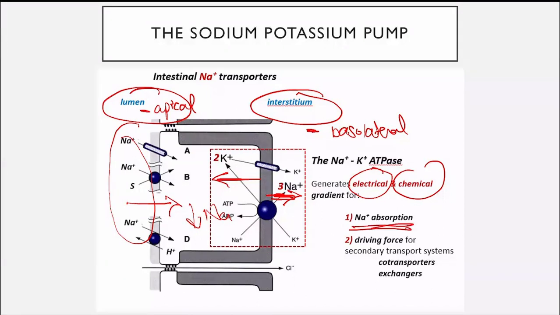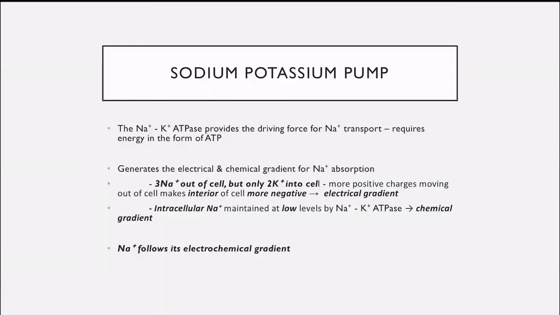And then another driving force for secondary transport systems, like co-transporters or exchangers. So you're going to have co-transport of glucose, amino acids, galactose, hydrogen ions, and all those things. This is the written version. You can read through it by yourself. This is what I explained just now.